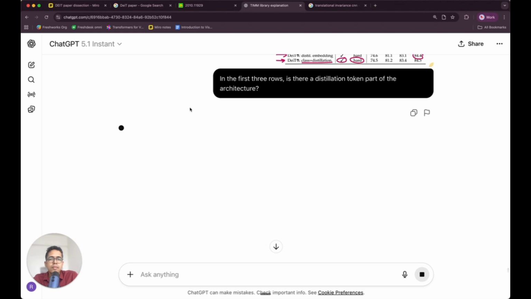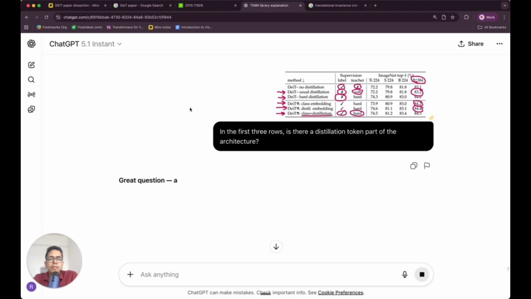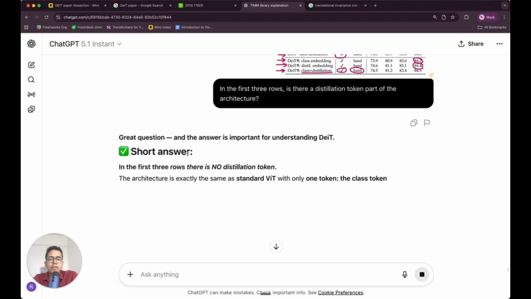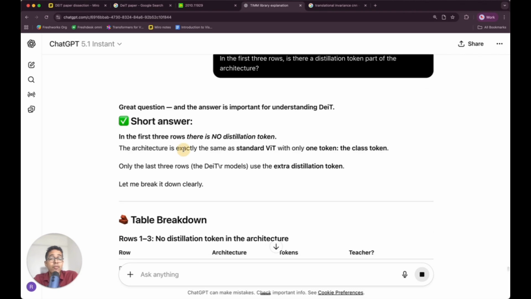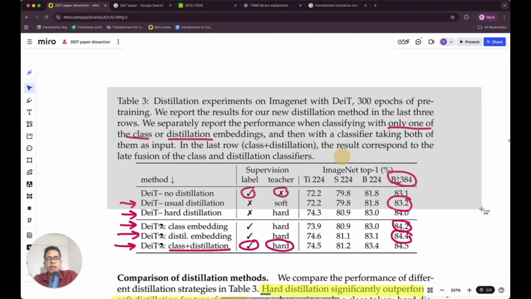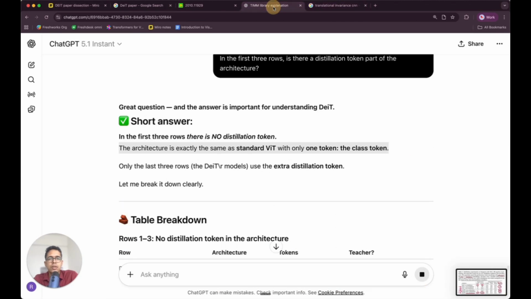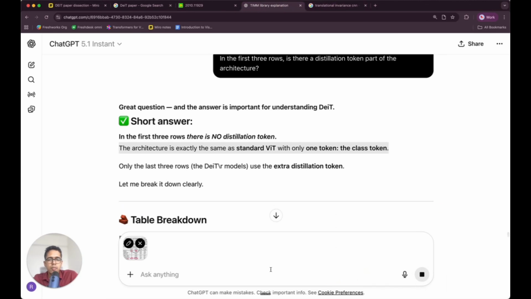And the answer: in the first 3 rows there is no distillation token. The architecture is exactly the same as, okay, this is what my original thought was. Let me give the full context. I am not 100% sure if ChatGPT is correct here or not. Because why should they call it a DEIT if there is no distillation token? It doesn't make too much sense. Here is the full table.